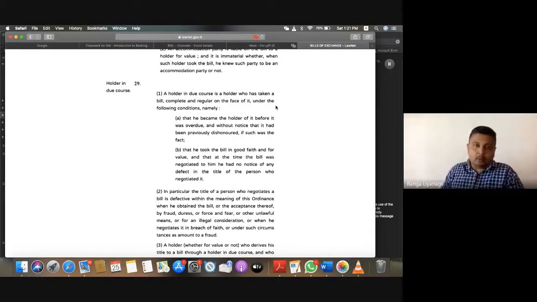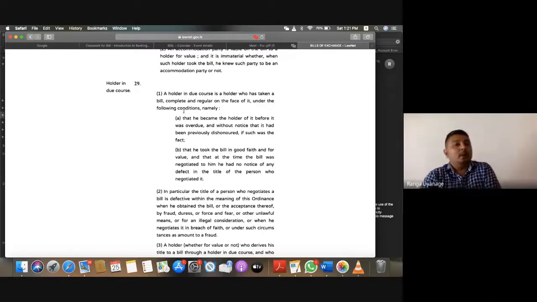Now, before going on to the conditions, look at the first sentence. A holder in due course is a holder who has taken a bill. So there should be delivery. Complete. What do you mean by complete? We will see. And regular. What do you mean by regular? On the face of it. What do you mean by regular on the face of it? We're going to discuss all these things because these are all important when you discuss who an HDC, or holder in due course, or yatha kali dharakya is. And then we are going to discuss what's so important about this holder in due course.